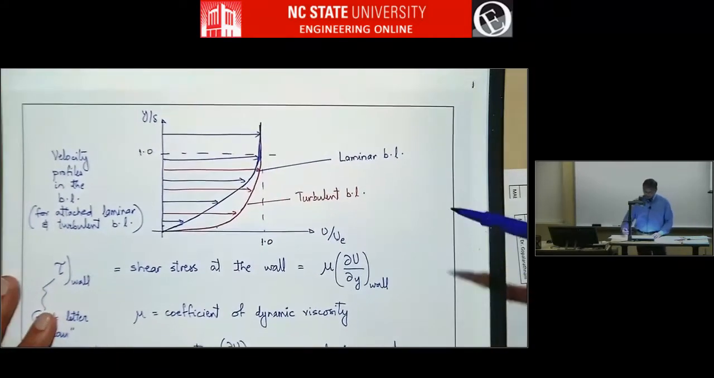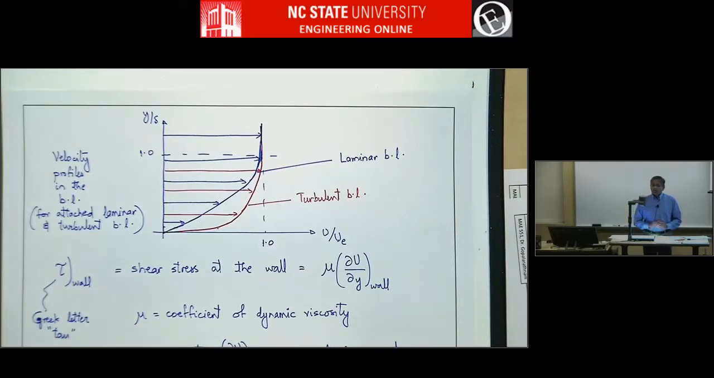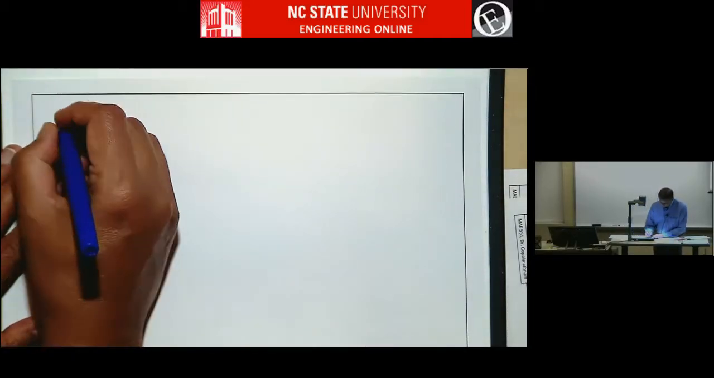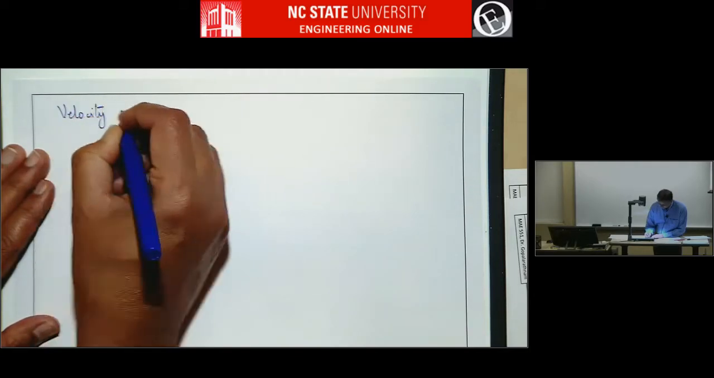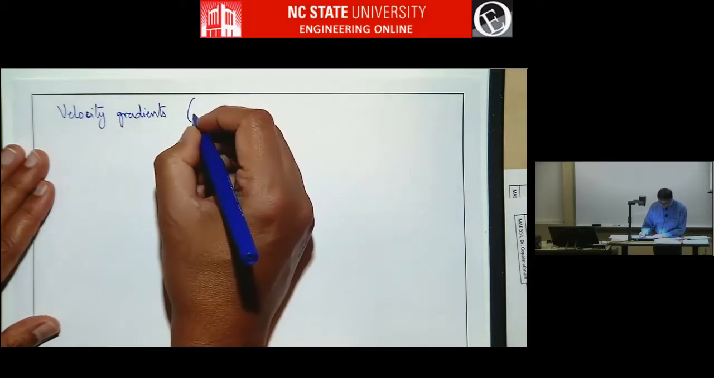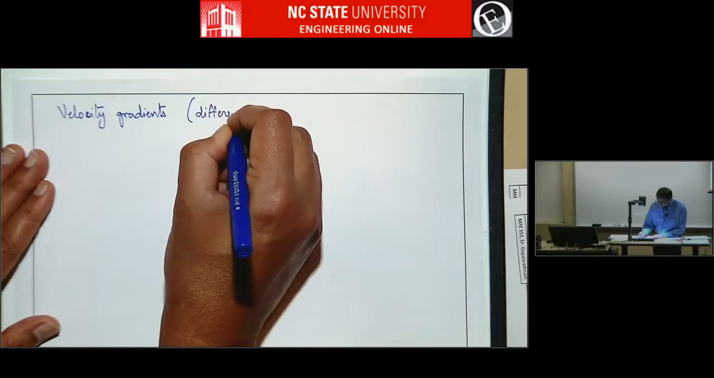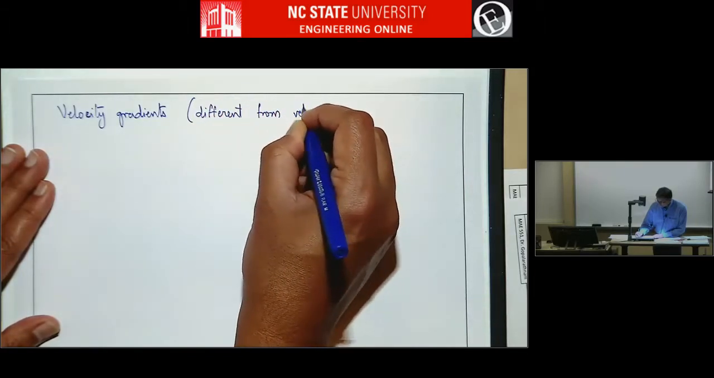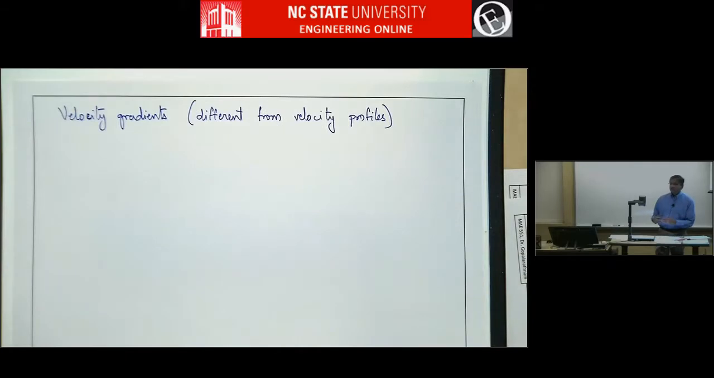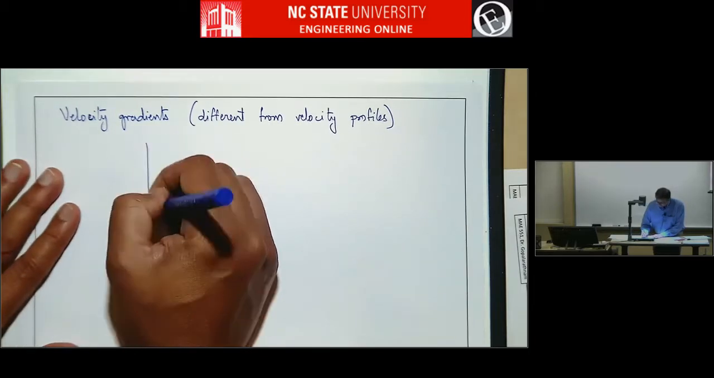What controls a lot of the boundary layer is the velocity distribution, and more specifically something called velocity gradient. So let's look at velocity gradient. What is velocity gradient? Velocity gradients are different from velocity profiles. A velocity gradient is essentially the slope of the velocity distribution at some point. So let's plot that.